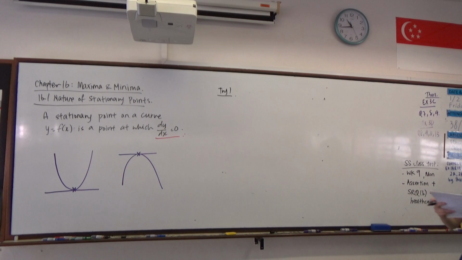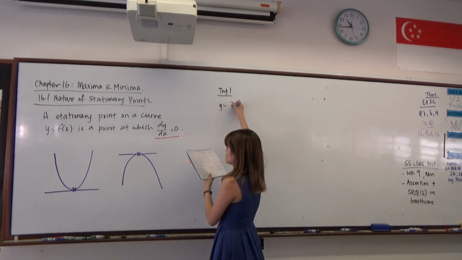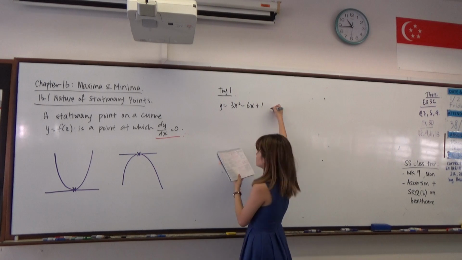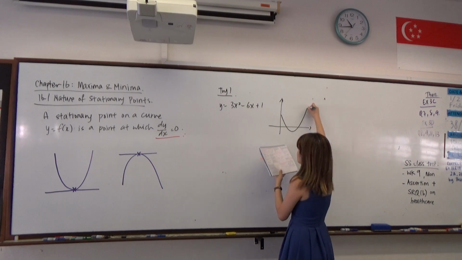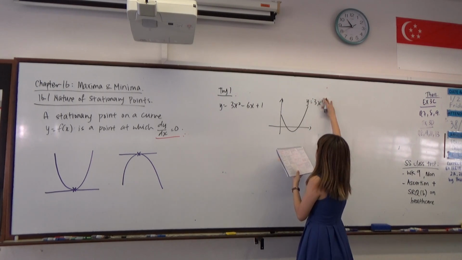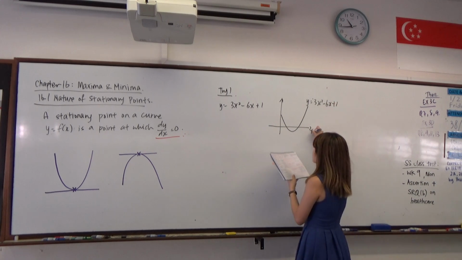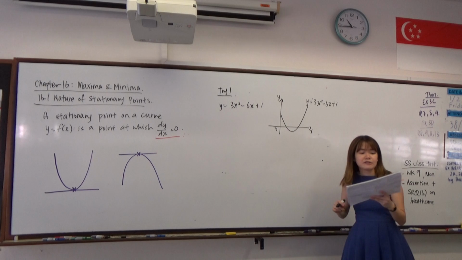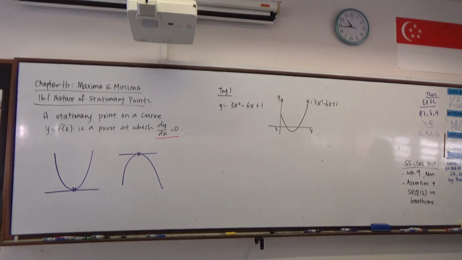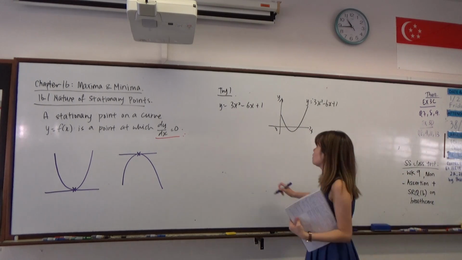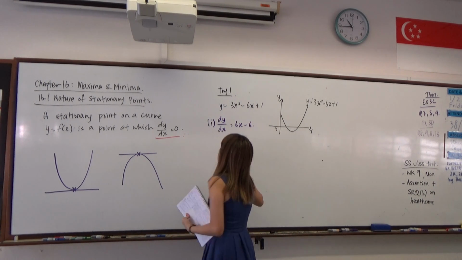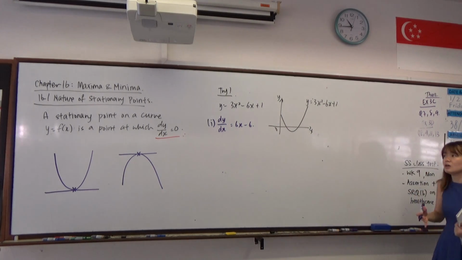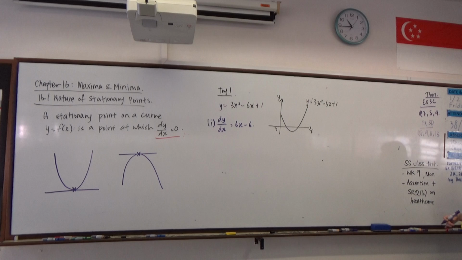So looking at try 1. We are given the equation of this curve, y equals 3x squared minus 6x plus 1, for x more than 0 only. And then they want you to find the derivative. Looking at our derivative, which hopefully we are familiar with by now, it will be 6x minus 6.